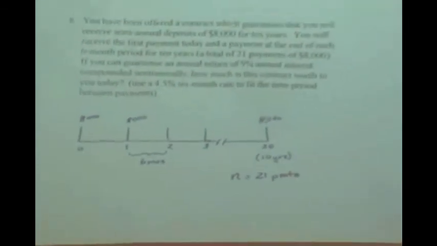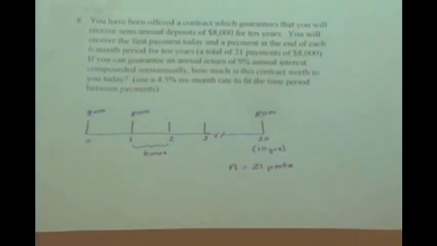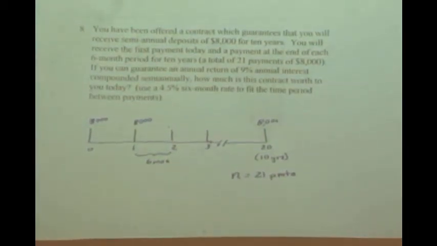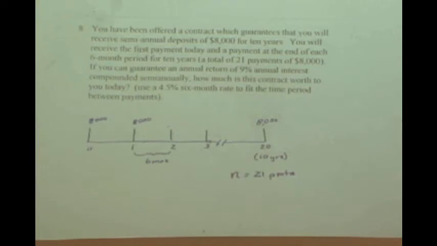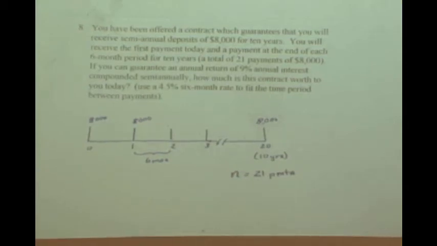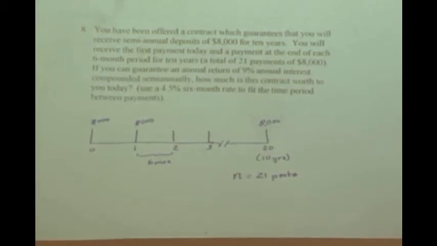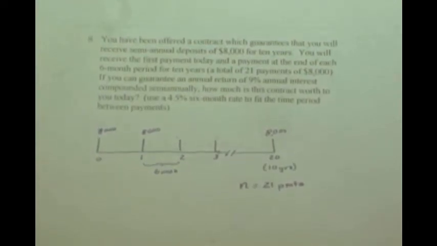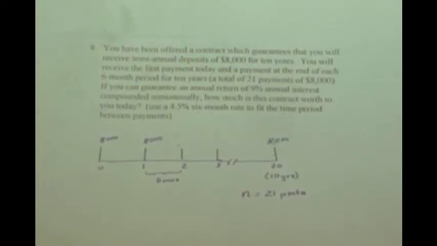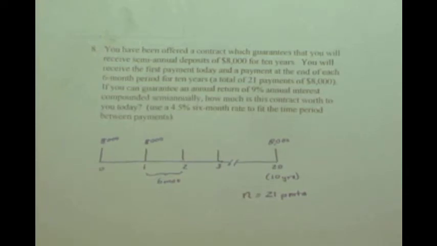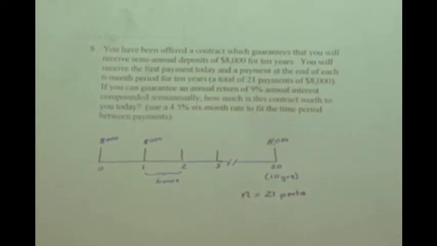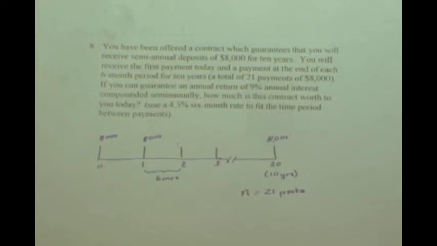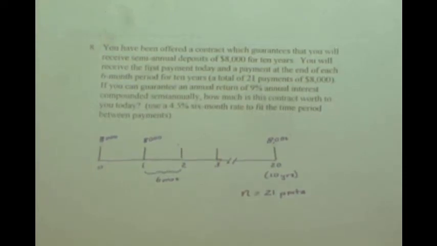Okay. Number 8 says you've been offered a contract that guarantees you'll receive semi-annual deposits of $8,000 for 10 years. First payment received today, and you'll get a payment every 6 months for 10 years. That means a total of 21 payments of $8,000. If you can guarantee an annual return of 9% interest compounded semi-annually, how much is this contract worth to you today?